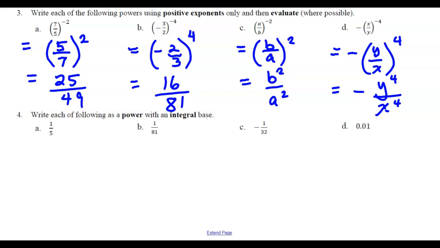Why does it still stay negative? Because this negative has nothing to do with the exponent. It's just a negative value inside the brackets, and that's when we remove the negative, if it's an even exponent, yeah. Yep.